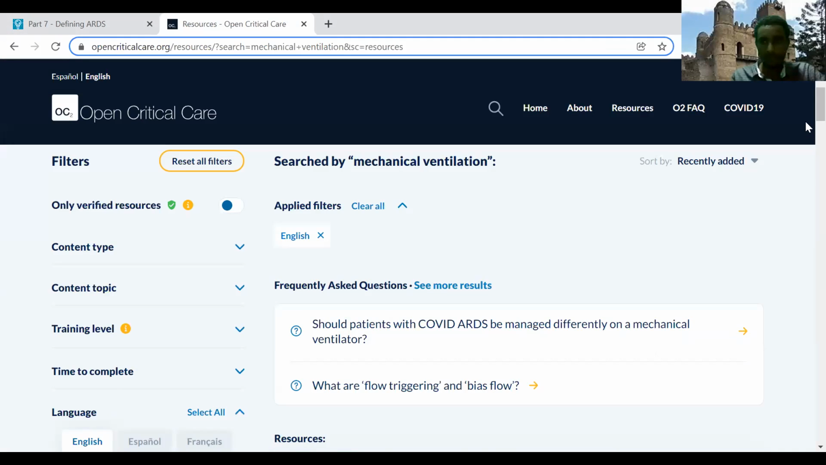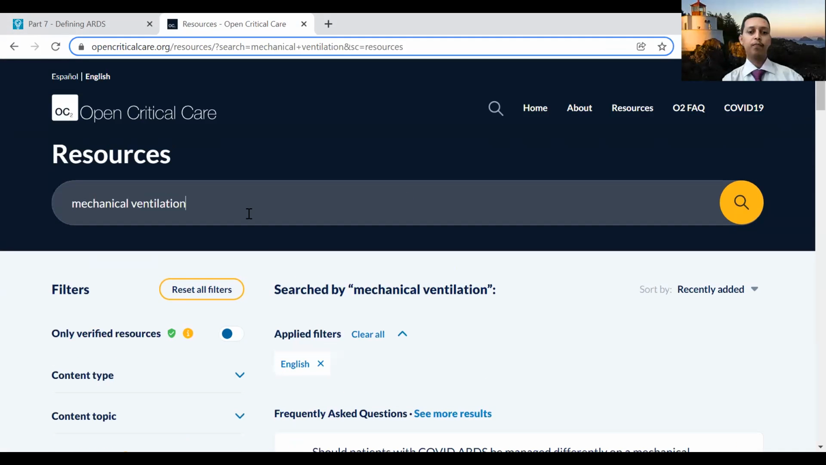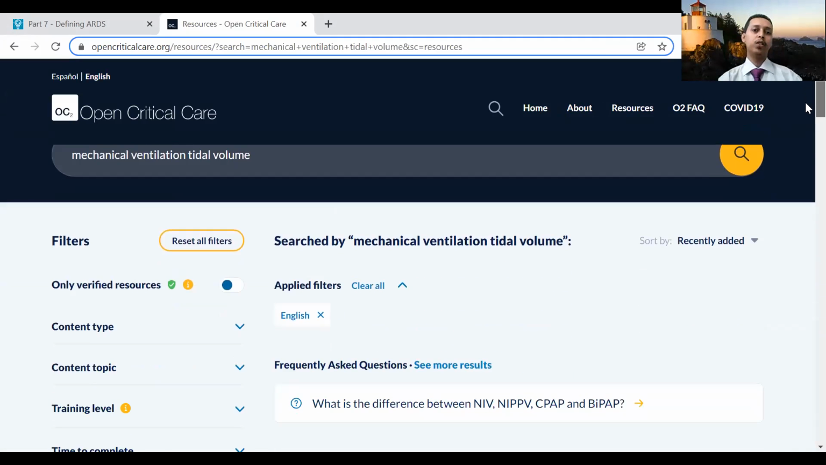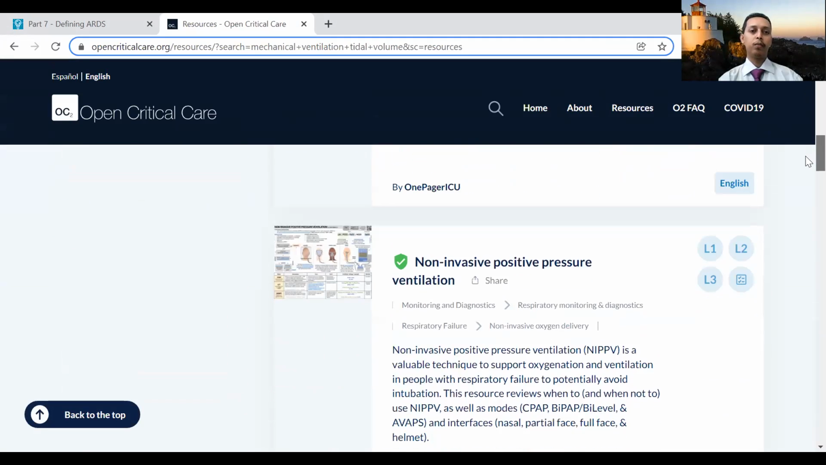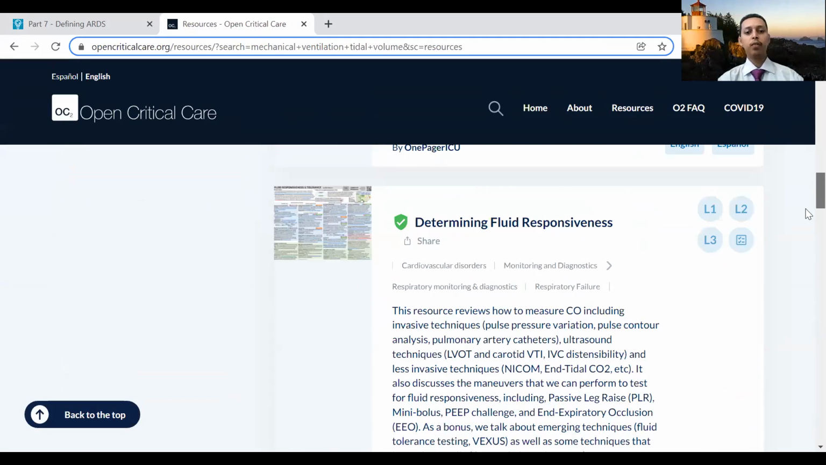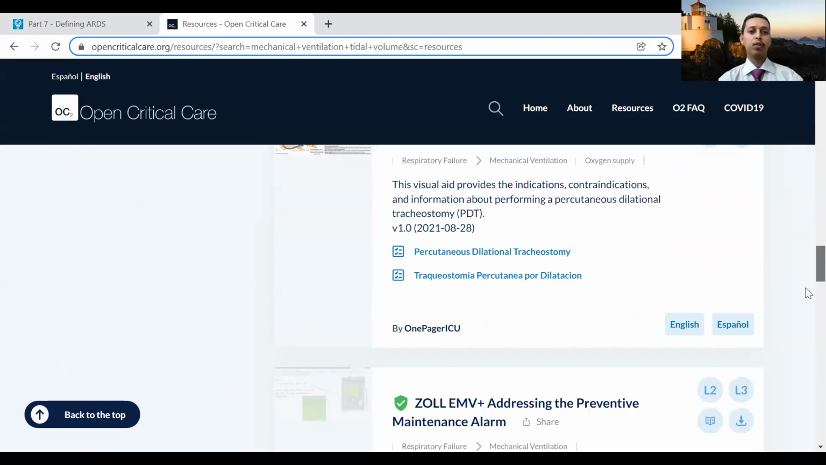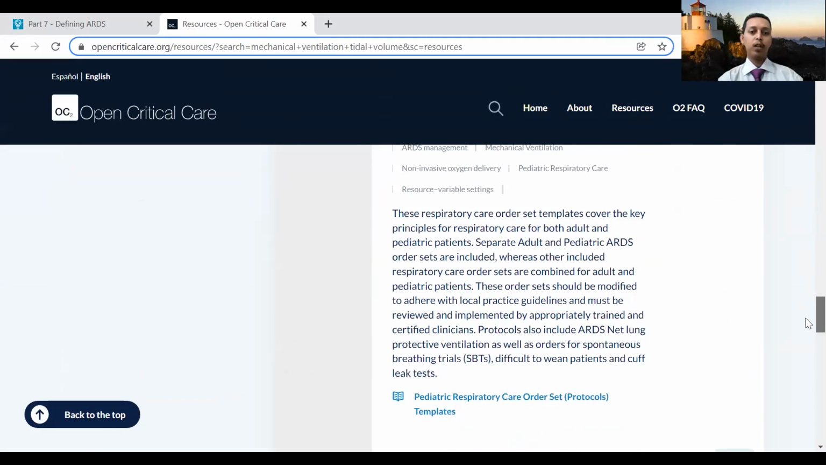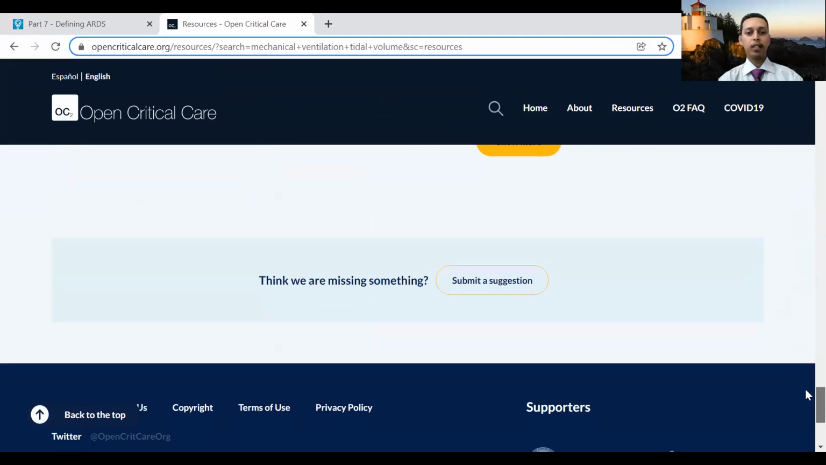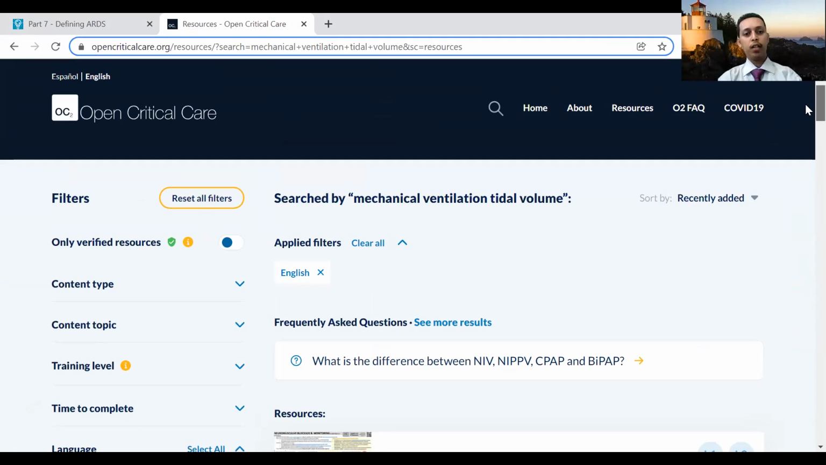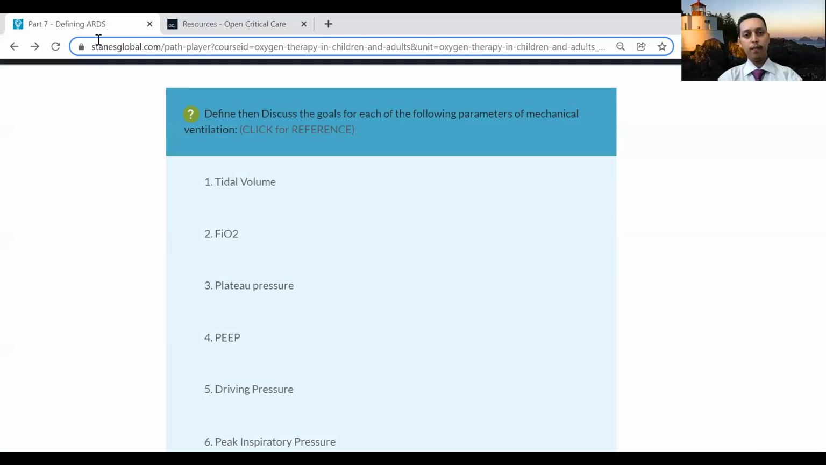So we can go along with these parameters. As you know, tidal volume is the volume which will be delivered through each breath. When we breathe spontaneously, each time we are breathing normally, it's the amount of tidal volume we are generating. And this is something to be set on the ventilator as well, okay?